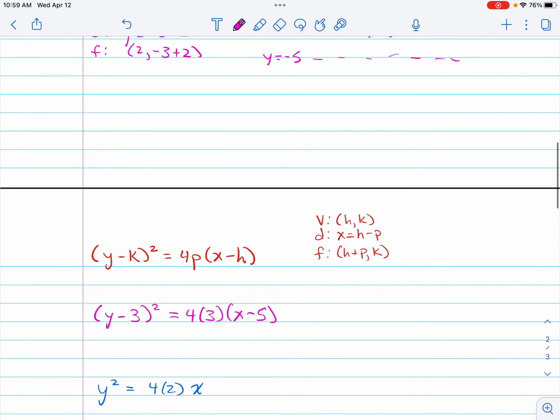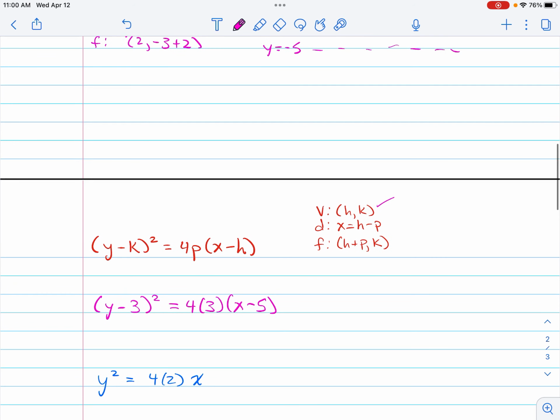Now let's look at the left and right one. It's of this form. And still we've got the vertex. And notice the y part is being squared. Therefore, it opens along the x-axis. In other words, to the right. Or if you've got a negative in there, to the left. We're just looking at those to the right here.